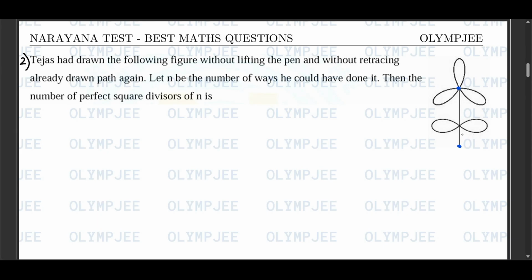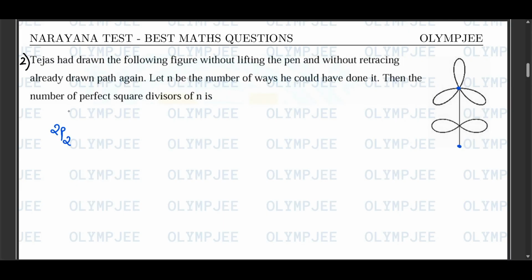So first I'm assuming that he's starting from the downward point, so he'll go upwards. So there is only one way of covering this path. Then he can choose the order in which he'll draw these loops. First he can draw this loop, or first he can draw this loop and then this loop. So that can be done in 2P2 ways.